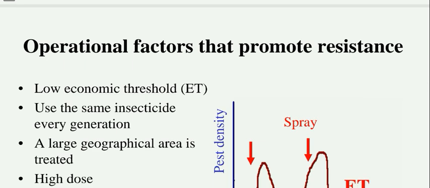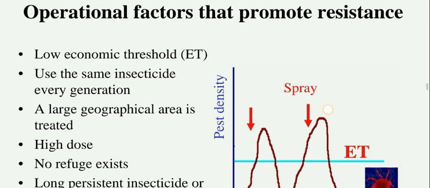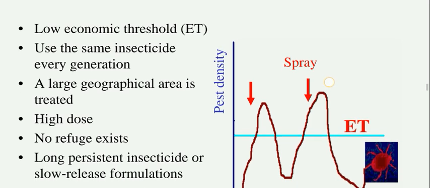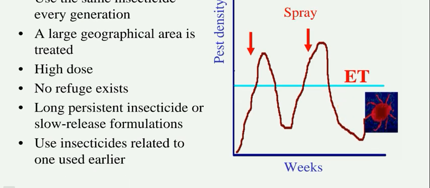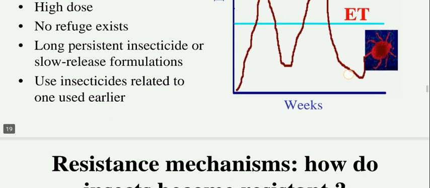Operational factors that promote resistance: low economic threshold, use of the same insecticide every generation, a large geographical area is treated, high dose, no refuge exists, long persistent insecticide or slow release formulations, and use of insecticides related to one used earlier.